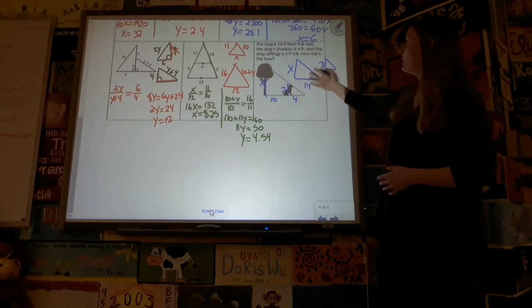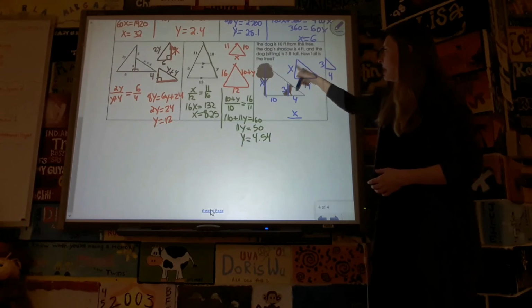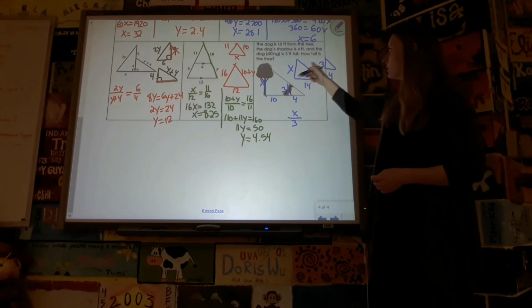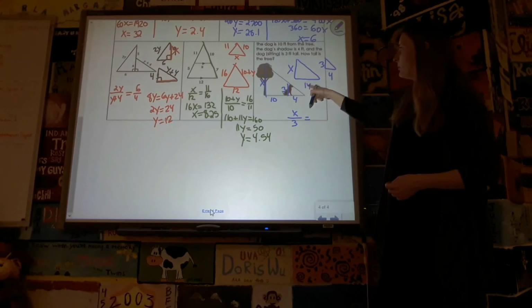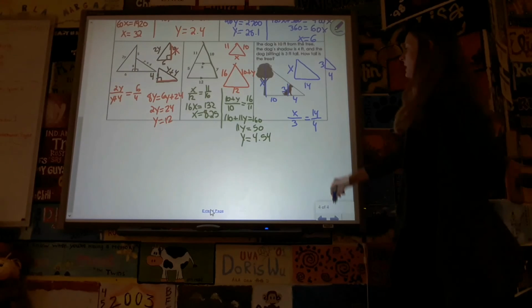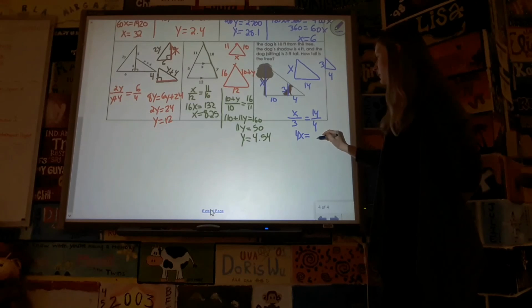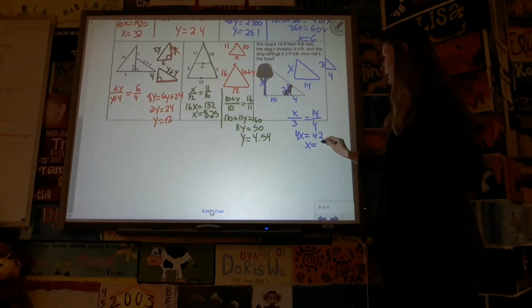So when x represents the height of my tree, that's what I'm looking for. x corresponds to 3, those are the corresponding sides, and then 14 corresponds to 4. That's how I build my proportion. Then I cross multiply, I get 4x equals 42, and I get 10.5.